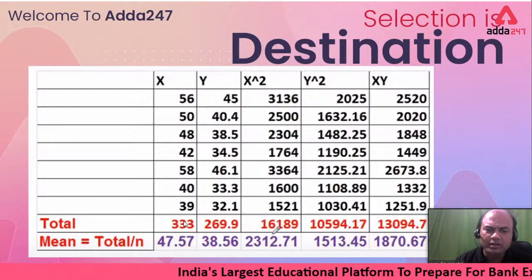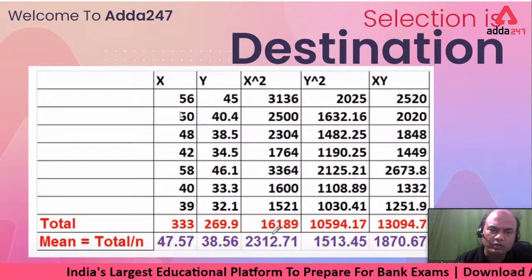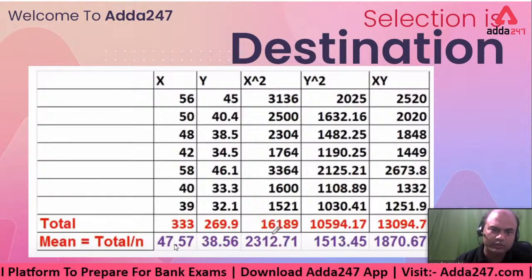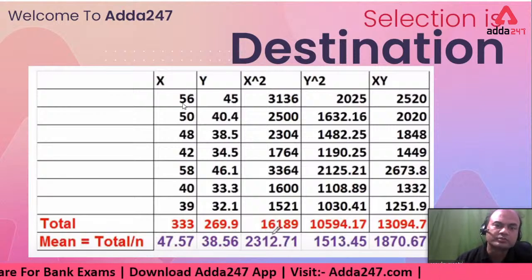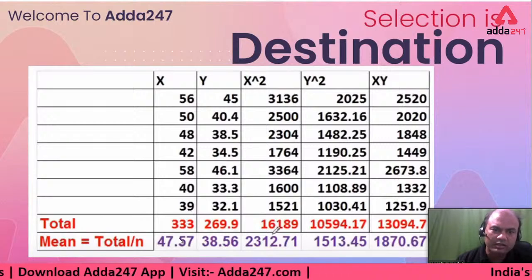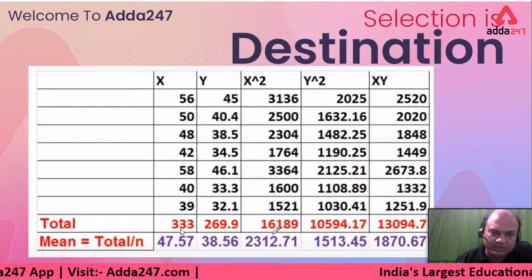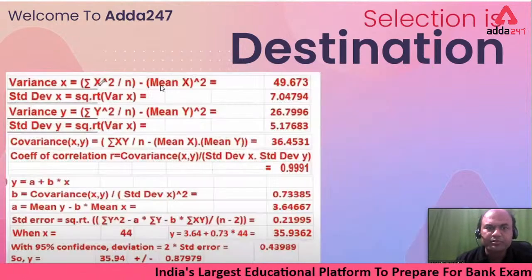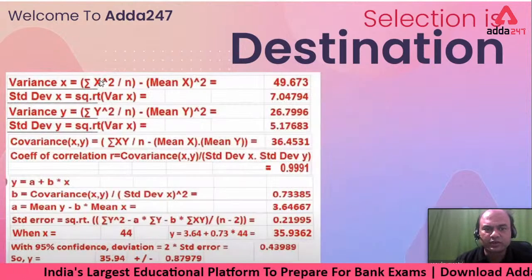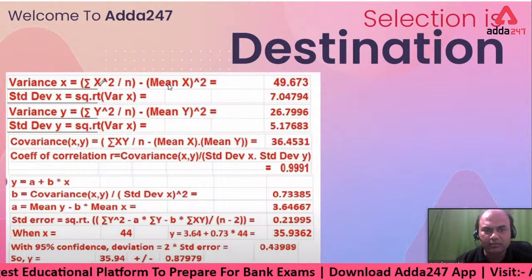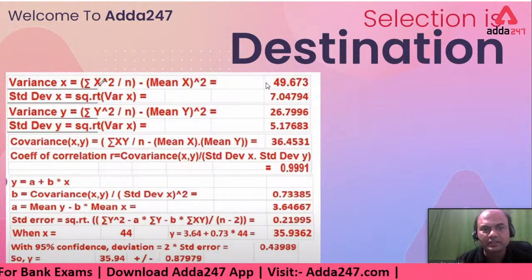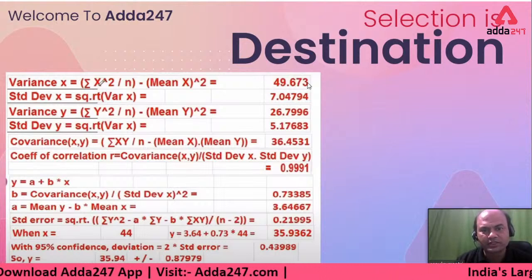What do you mean by mean? Mean is just the total of all the elements divided by the number of elements, right? So that's what we are doing over here. So x bar is 47.57. How did it come? Total them, divide by the number of elements. So it becomes summation x square upon n minus x bar square. We have both the values of this, so the answer comes out over here as 49.67.